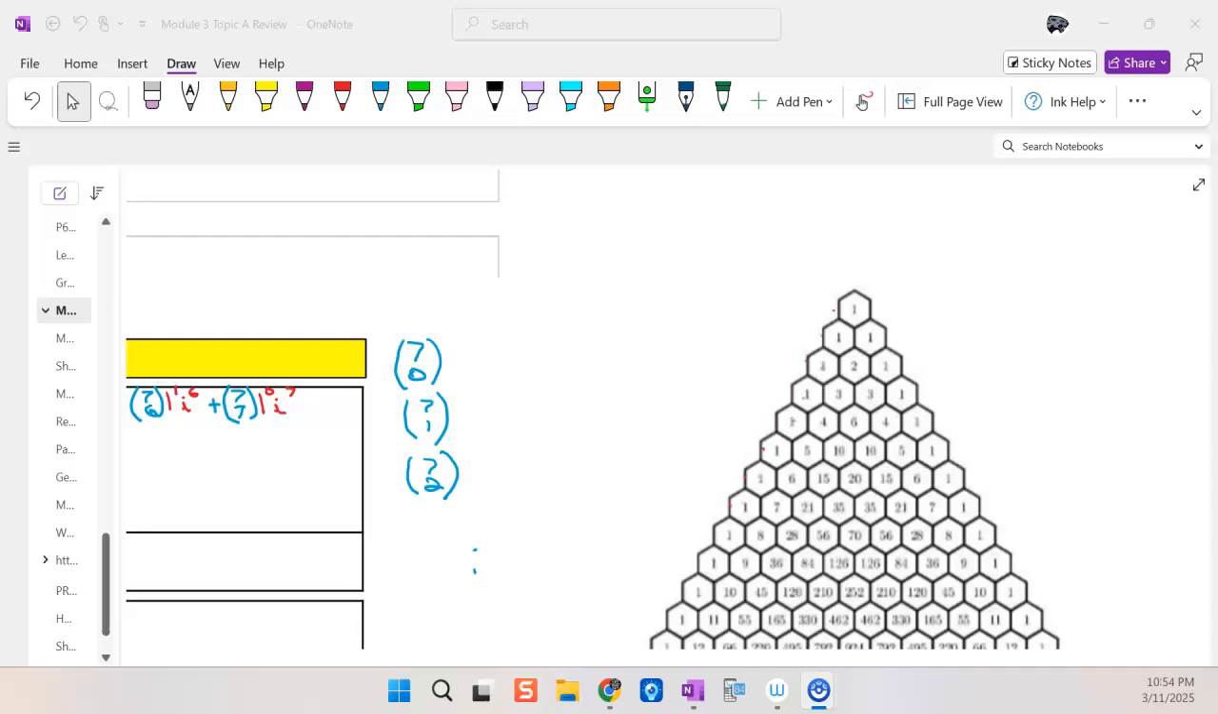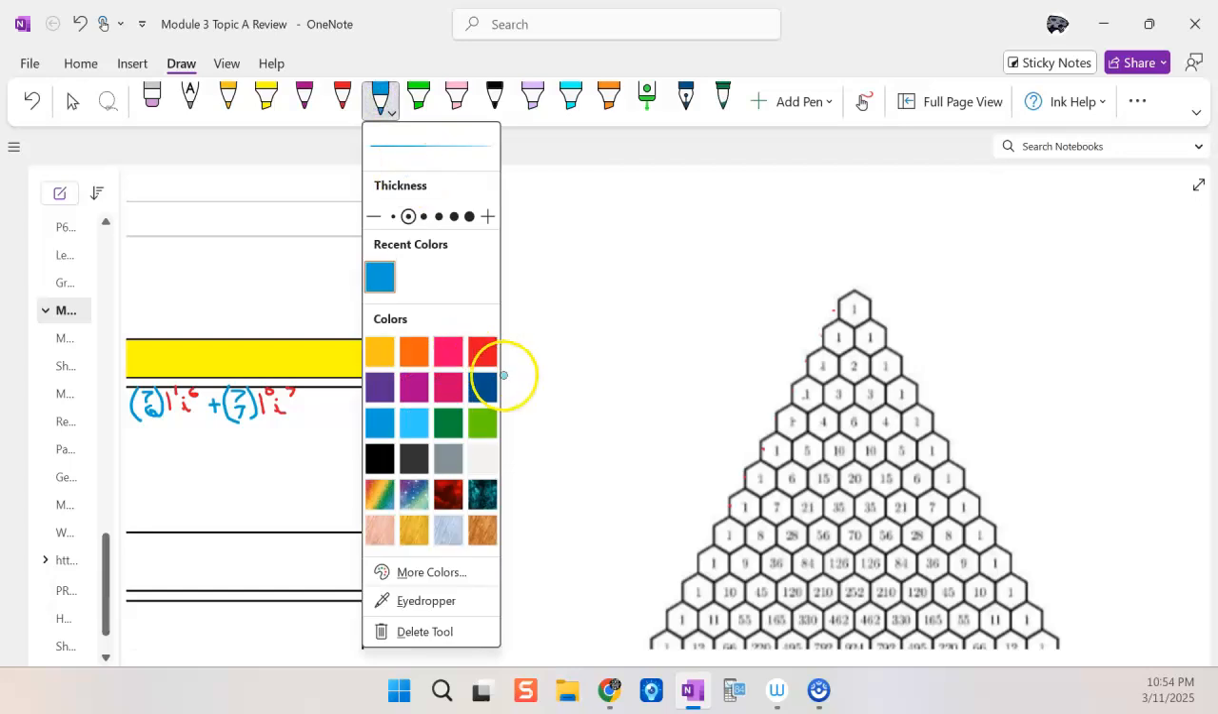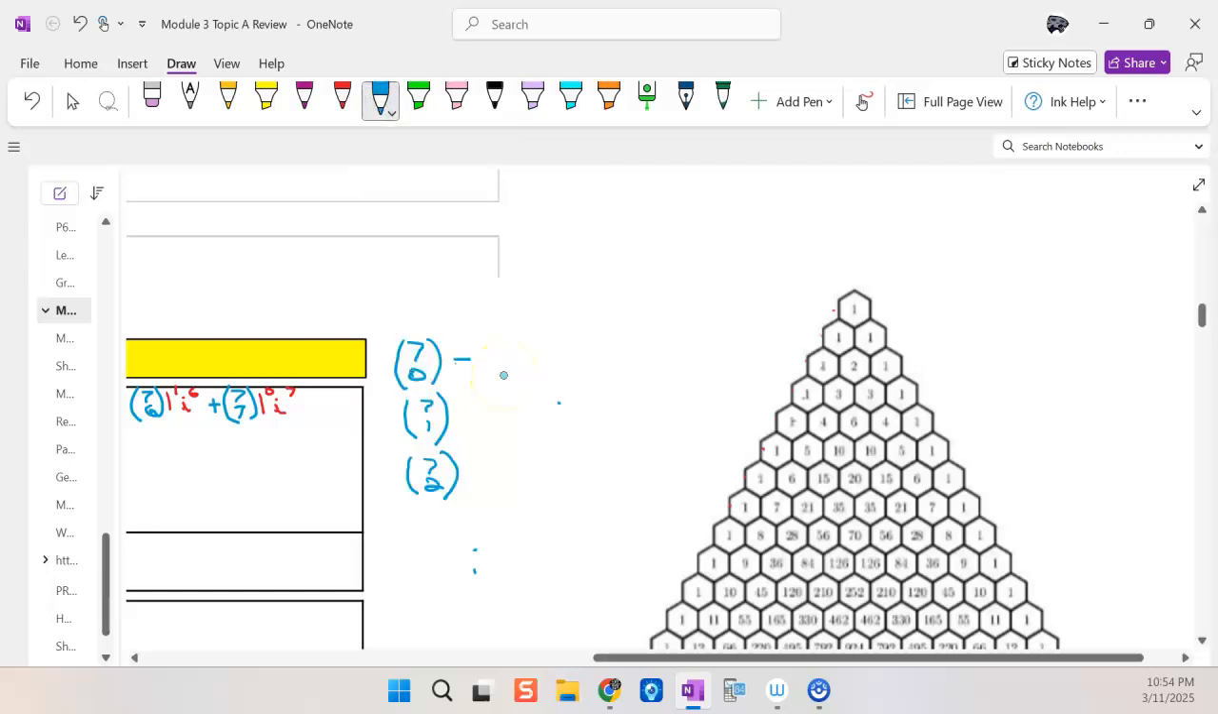Okay, so to get these different combinations, one way that we did them was we just used the combination formula. So the combination formula, let's see, I'll do it for this, is going to be 7 factorial over 2 factorial, and then 7 minus 2 factorial, which is 5 factorial. And then we simplify that.